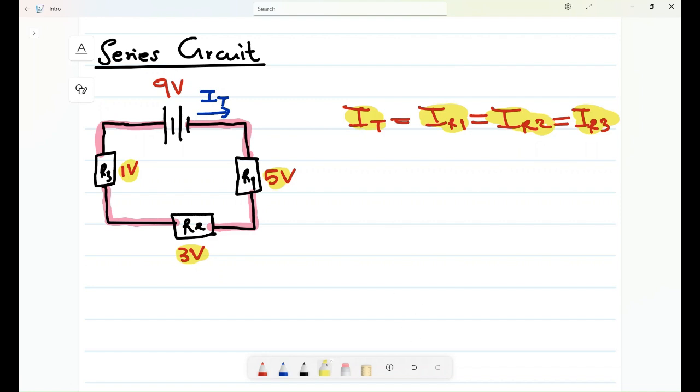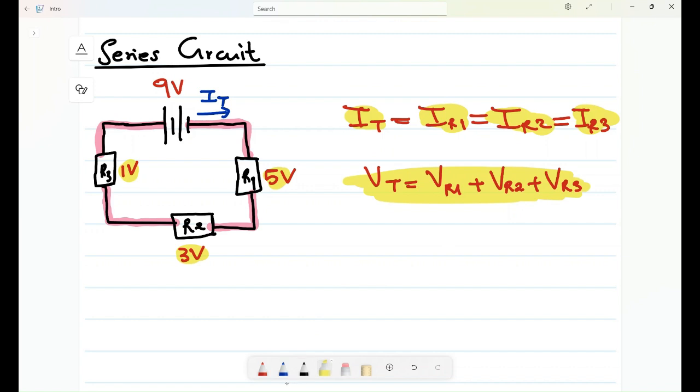I'm saying the second statement is that my V total should be equal to the V supplied at R1 plus the V supplied at R2 plus the voltage supplied at R3. Why? Because we are saying it is sharing among them. Do we get that? All right. The second property is here about the voltage.